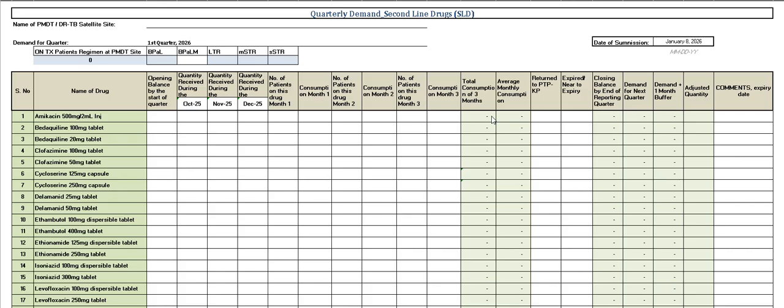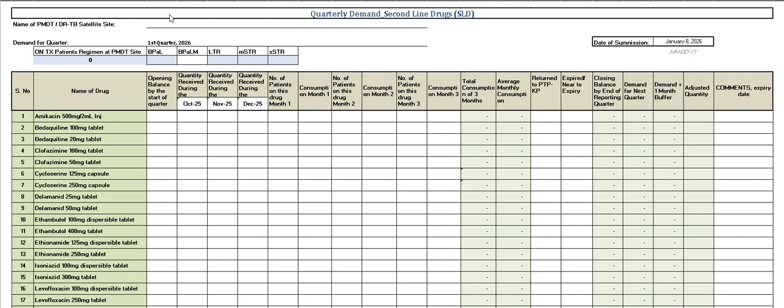Today we are going to discuss the quarterly demand of second line anti-TB drugs for any PMDT site or for the DRTB satellite site. So let's come to the sheet. Here is written the quarterly demand second line drugs. This sheet is also called TB12.